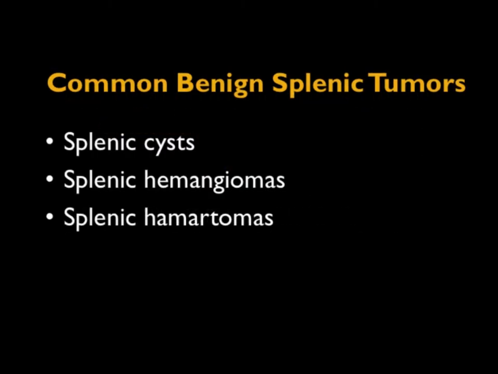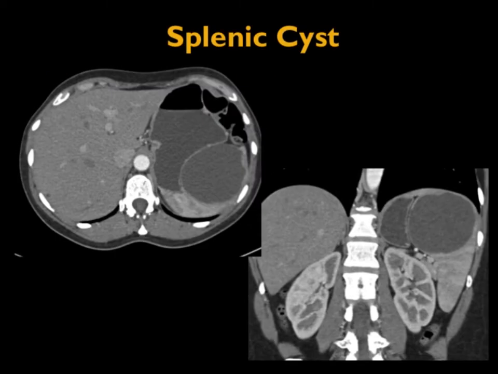Let's start with looking at some of the common benign splenic tumors. When you say that, you're talking about cysts, hemangiomas, and hamartomas. Cysts are the easiest thing.